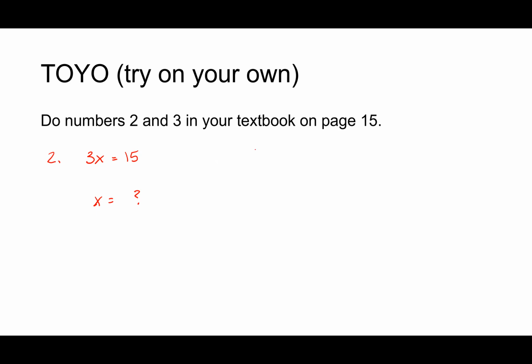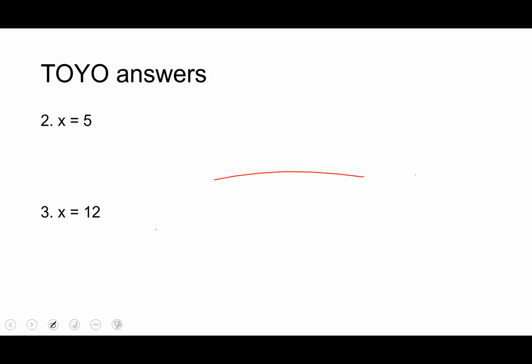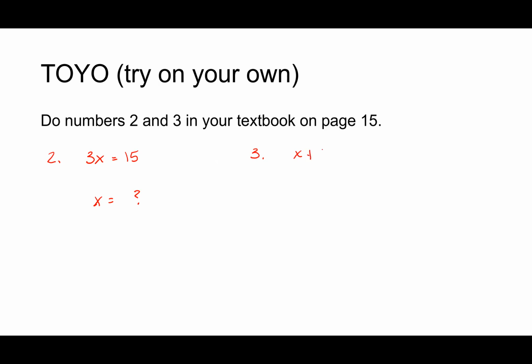So let's just do this. And then number 3 is x plus 3. Don't look at the answers. X plus 3 equals 15. And you want to solve for x. All right. So I want you guys to start with a bar model. So you should have a bar model that looks like this for the first one. And you should have a bar model that looks like this for the second one. Okay. You want to solve for x for each one of those. When you're done, go ahead and put your pencil down.